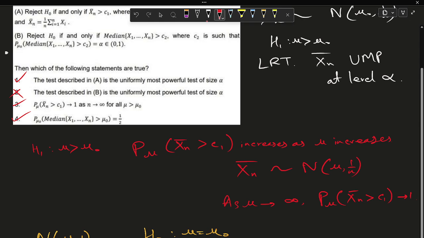So our correct answers to this question are A, C and D.